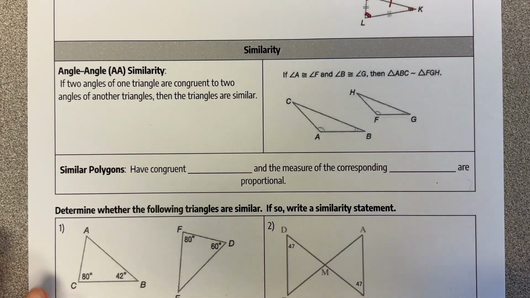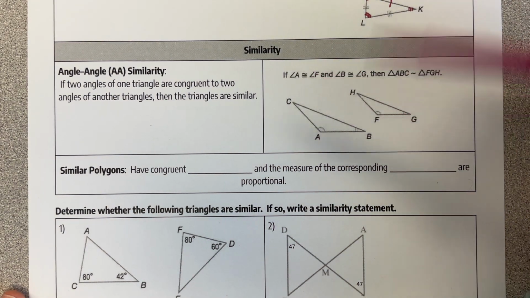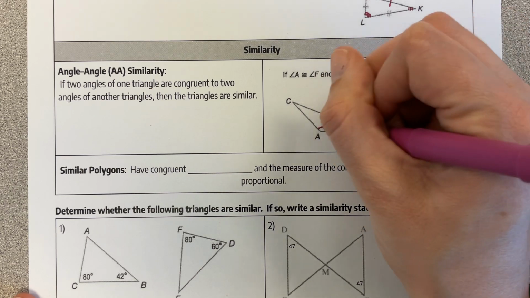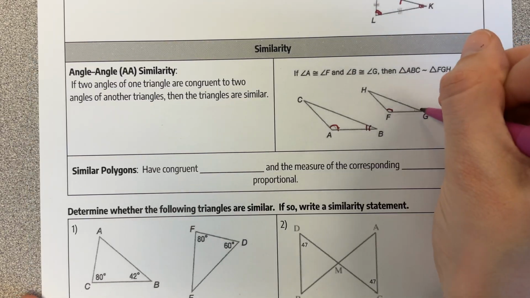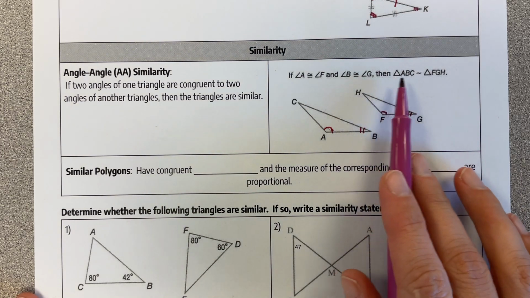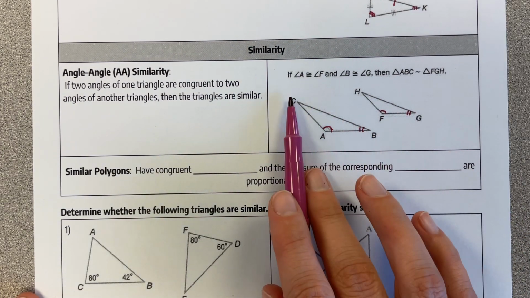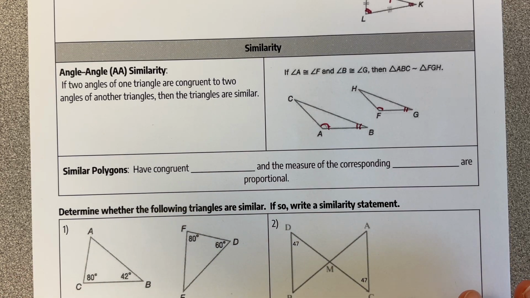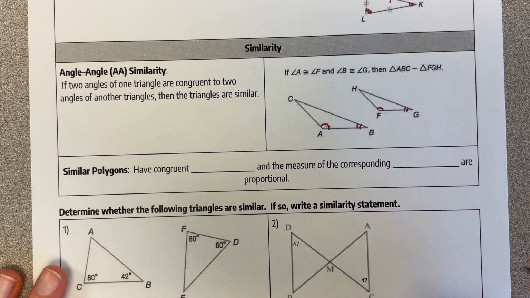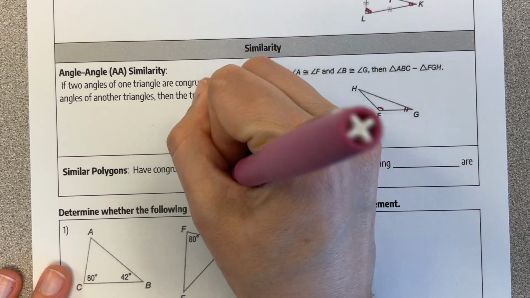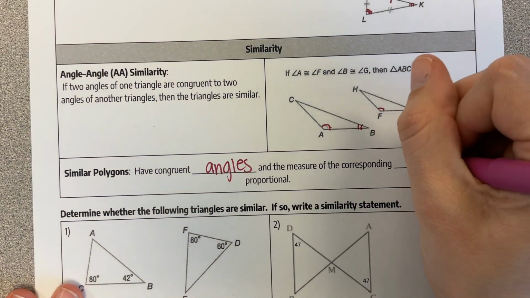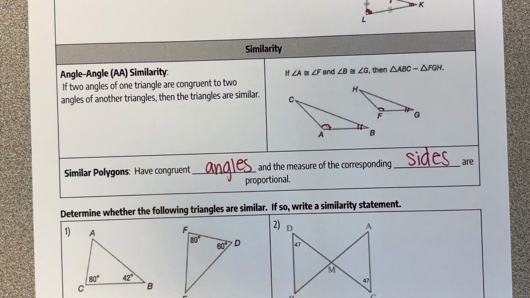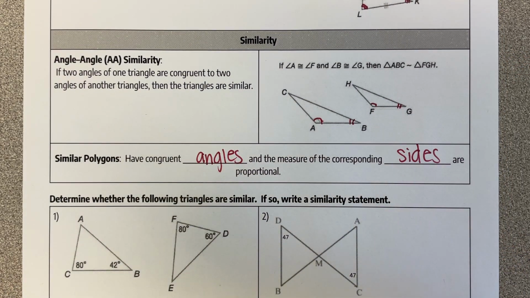So similarity, in this, we have angle A is congruent to F, and B is congruent to G, which tells us that in the order ABC, FGH are similar, and you'll see it's just that one squiggly line instead of the whole congruent statement. So similar polygons have congruent angles, and the measures of the corresponding sides are proportional. So the sides aren't all congruent, they are just proportional.